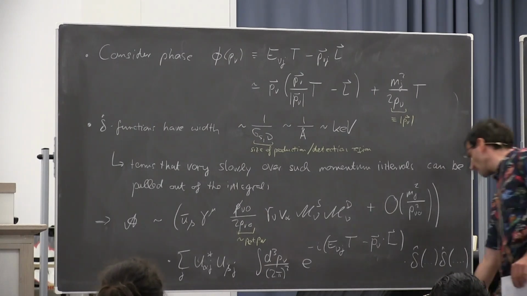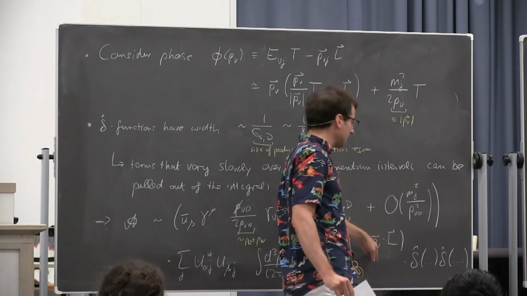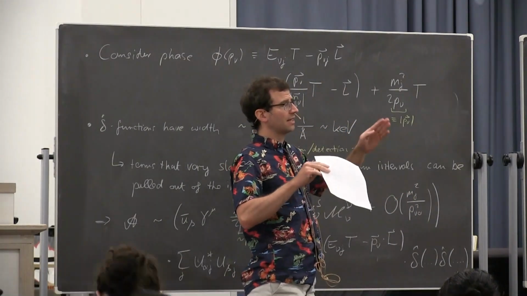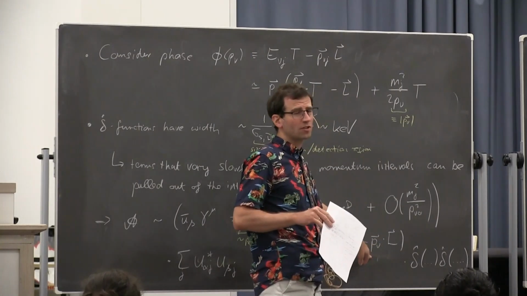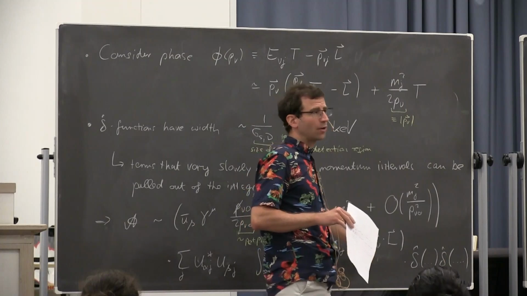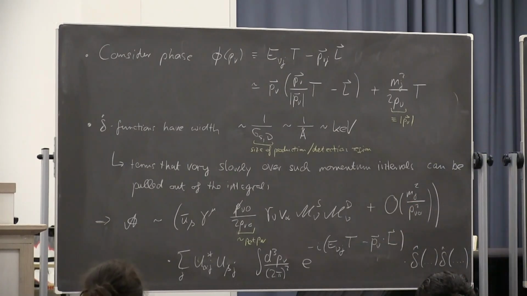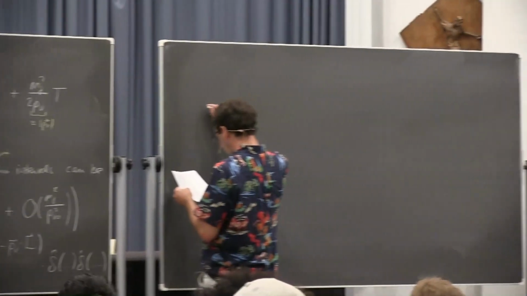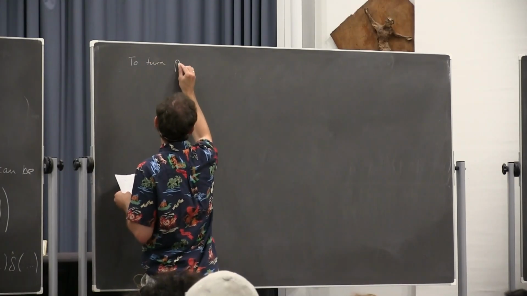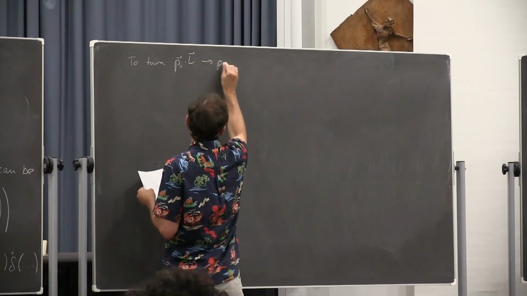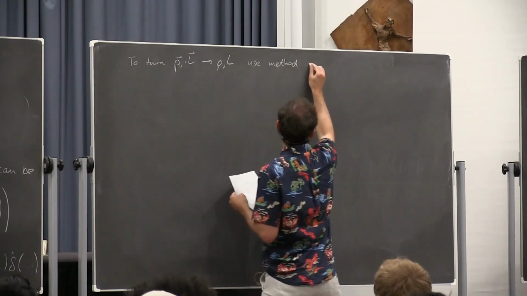So there's one annoying aspect, which is that these are still vectors, right? In principle, I'm still including cases where the vector pointing from my source to my detector is not aligned with the direction of propagation of my neutrino. I'm now going to argue formally why I can drop this and turn this from a vector dot product into just a product of scalars. To turn p nu dot L into something like p nu L, we use the method of stationary phase.